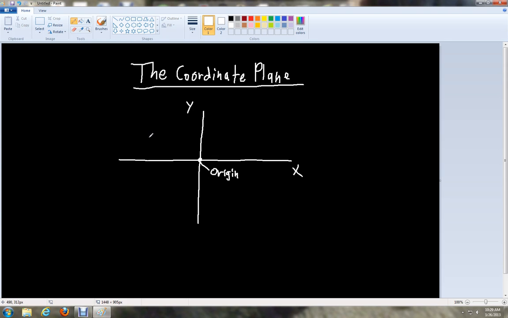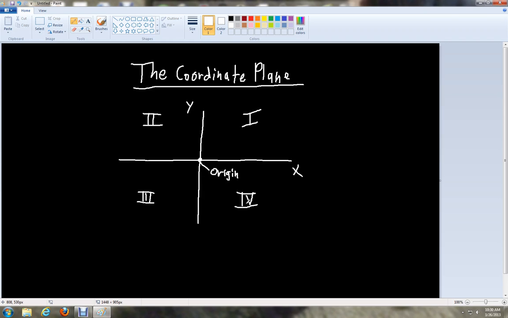And notice that the plane is divided into 4 quadrants. So you have the first quadrant, the second quadrant, third quadrant, and then the fourth quadrant. The easiest way to remember is to start in the northeast quadrant, and that's the first one, and then work your way counterclockwise. So the second quadrant is the northwest quadrant, the third quadrant is the southwest quadrant, and the fourth quadrant is the southeast quadrant.